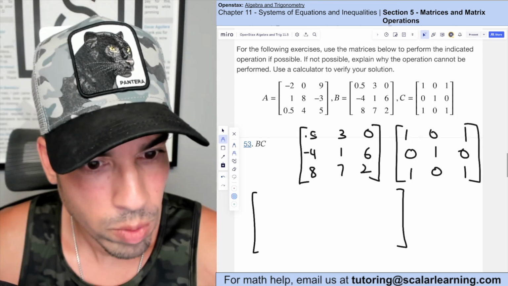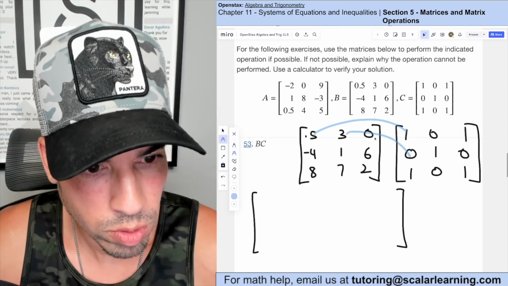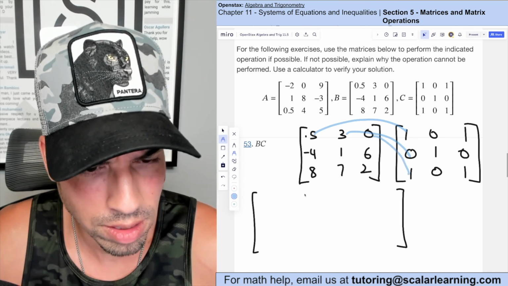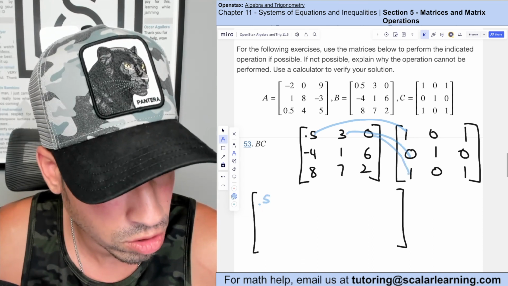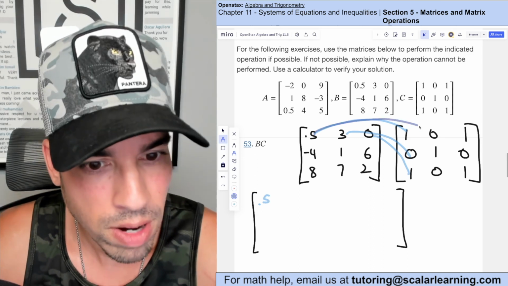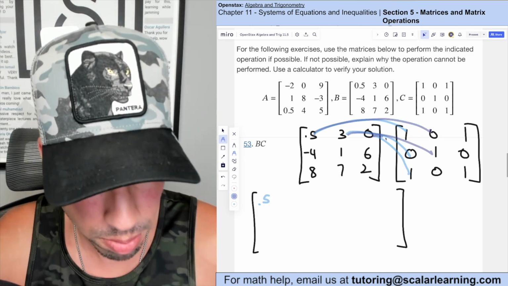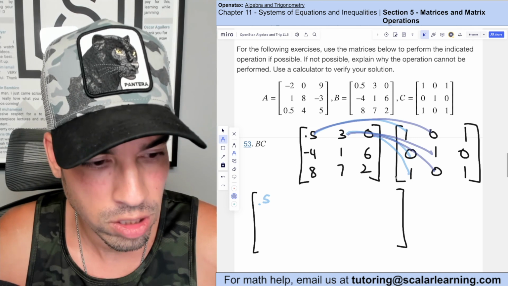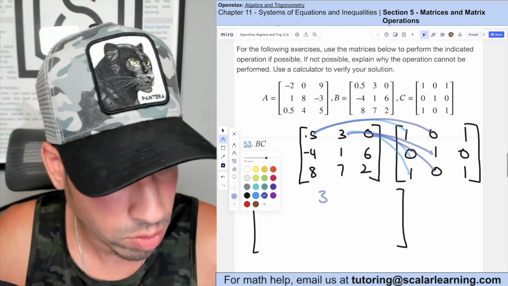All right, so here we go. We got 0.5 times 1 plus 3 times 0 plus 0 times 1. The only thing that's going to stick is the 0.5. Everything else zeroes out. Moving on. 0.5 times 0 plus 3 times 1 plus 0 times 0. That is just going to be a nice 3. Don't have to write anything to add up.